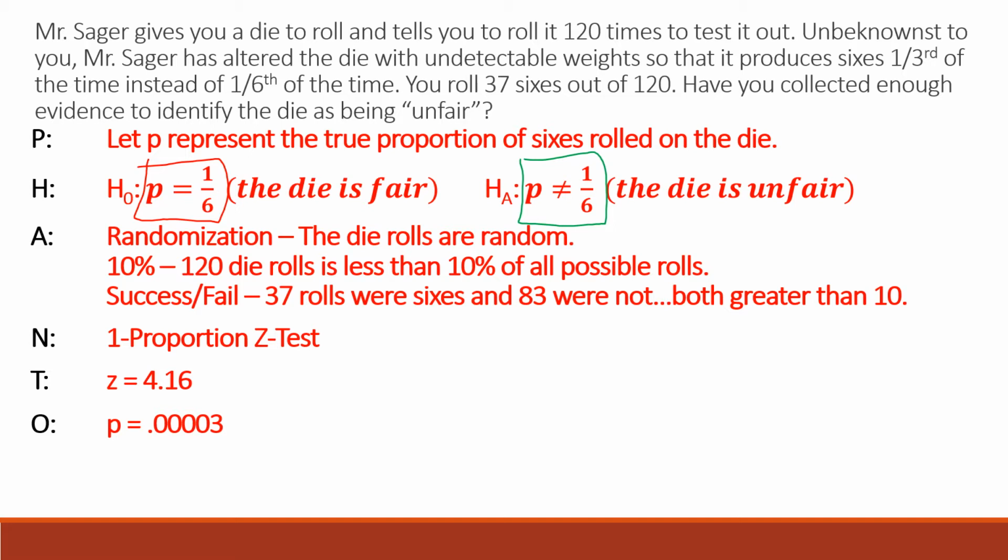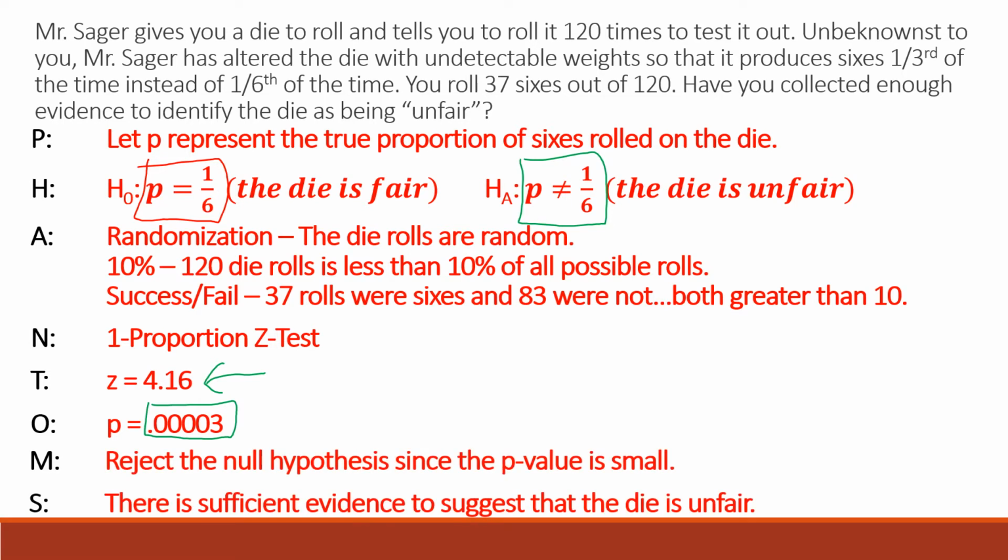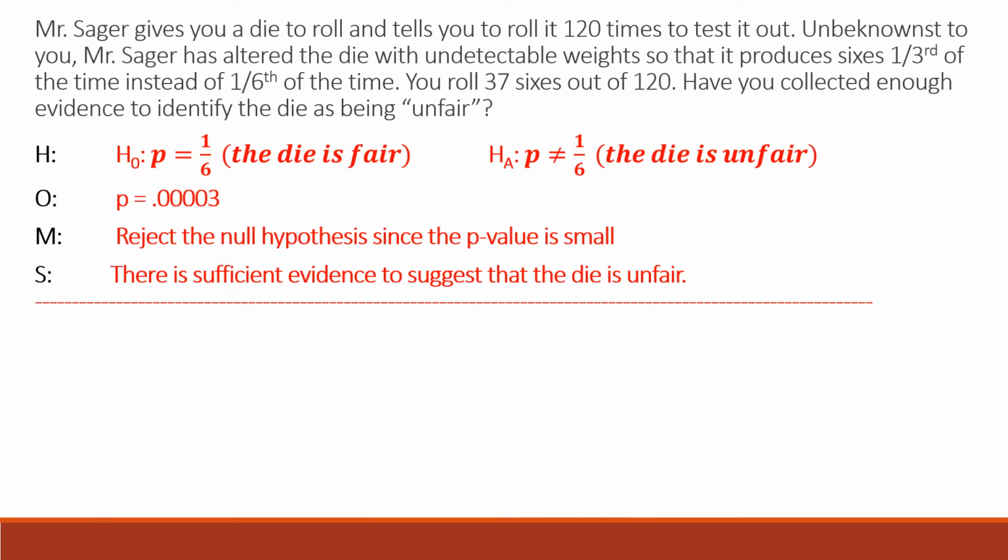We check our conditions, we get a z-score of 4.16, that's pretty unusual, and a corresponding p-value of 0.00003. So based on that, we'd reject the null hypothesis. Our p-value is very small. There's sufficient evidence to suggest that the die is unfair. So here are the key things we're going to use to interpret the p-value.